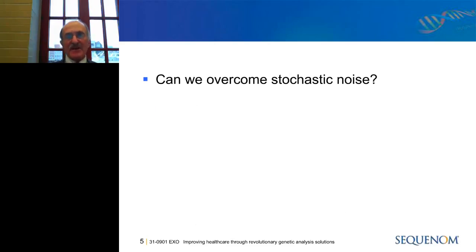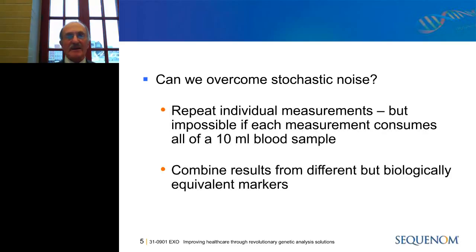There are basically two strategies for trying to overcome stochastic noise. The standard approach is to repeat the measurements. But our measurements require 10 cc's of blood, and we consume the entire sample to detect our target. So it's not possible to sample 100 times. You can't take a liter of blood from a patient. So we need a different strategy.